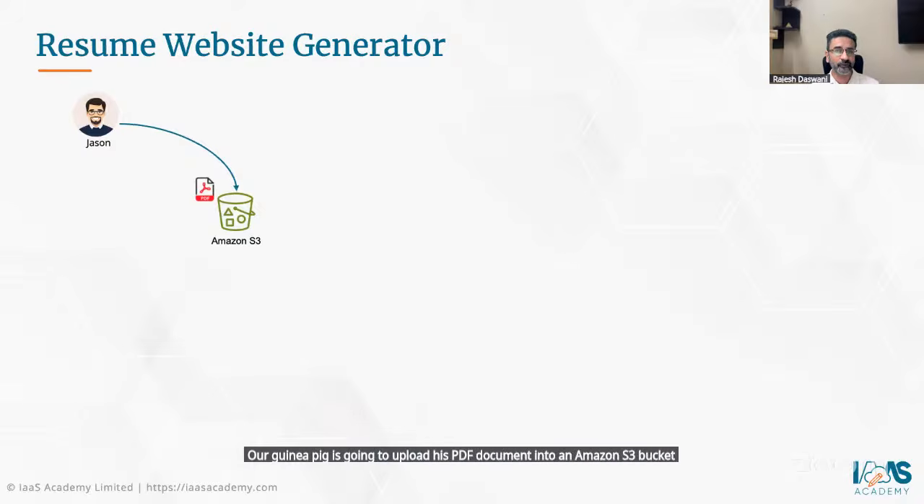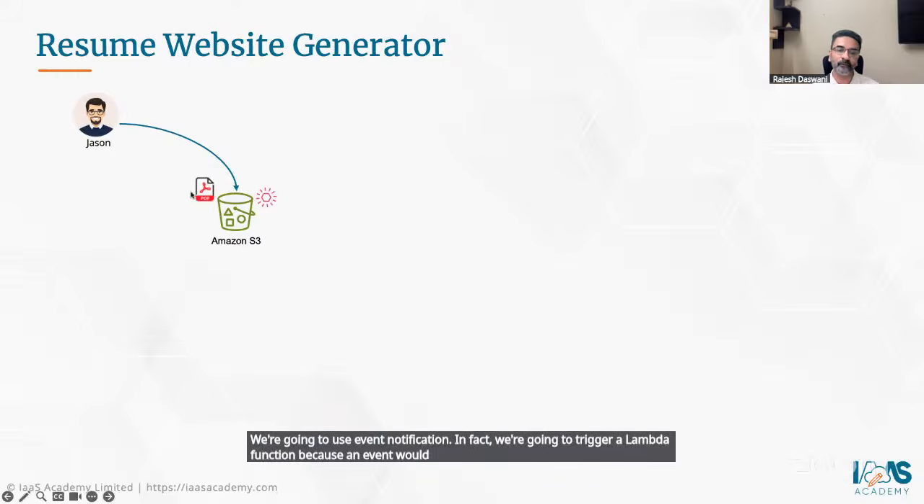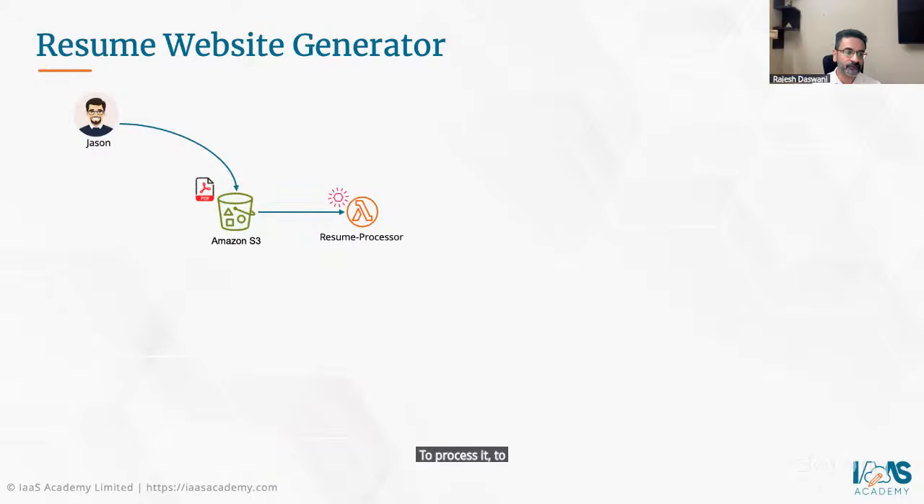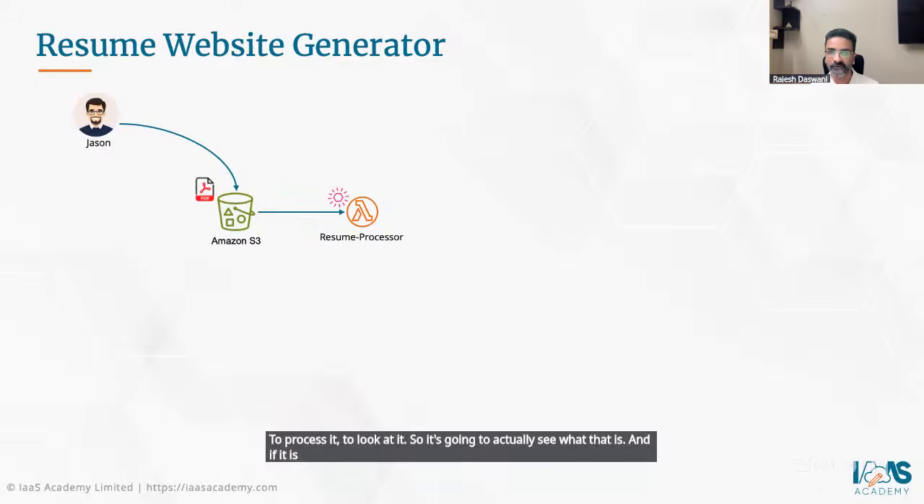We're going to use event notification. In fact, we're going to trigger a Lambda function because an event would have taken place. When he uploads that PDF document, that's a create event, okay? An object create event. And that is going to trigger the Lambda function to process it, to look at it, so it's going to actually see what that is. And if it is in the PDF format, so we're going to restrict it to just PDF documents rather than Word or some sort of XLS or some sort of other formats.